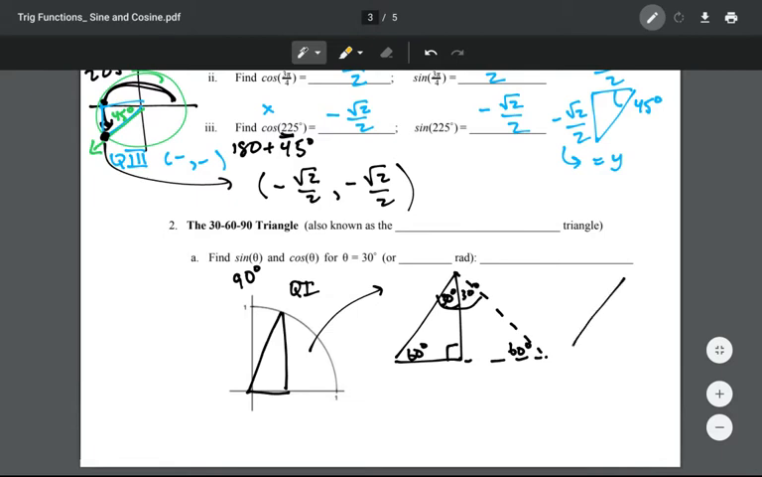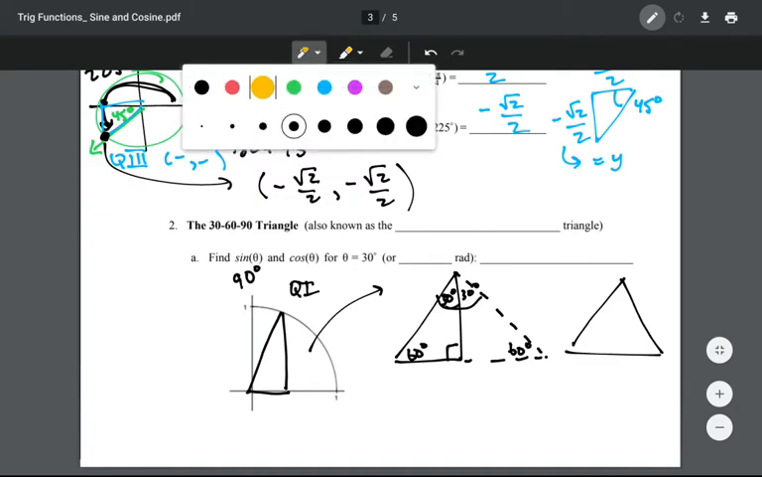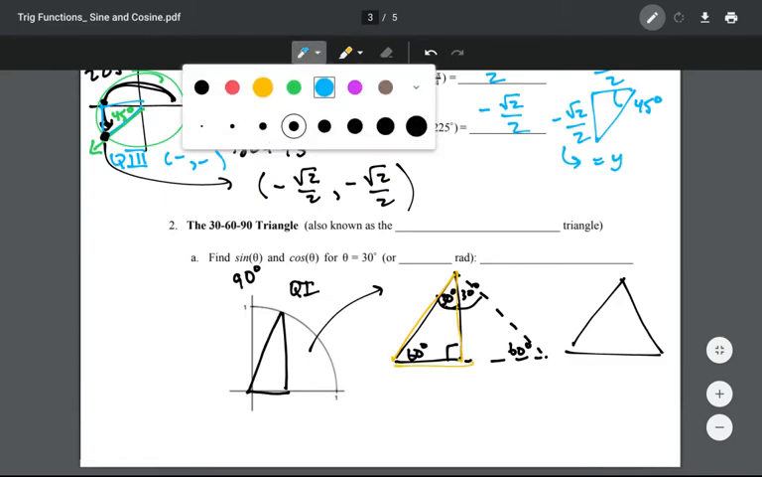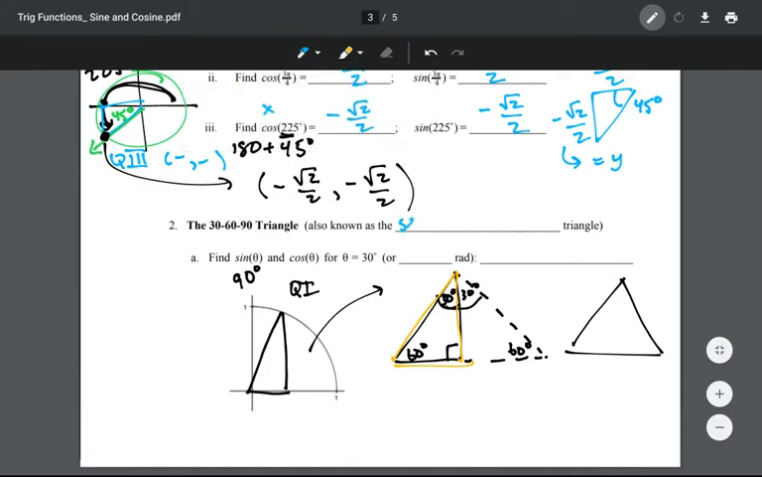I end up with an equilateral triangle. So what we are looking at is half of an equilateral triangle, or the semi-equilateral triangle. That really helps in terms of getting the values that we need. So a semi-equilateral triangle.